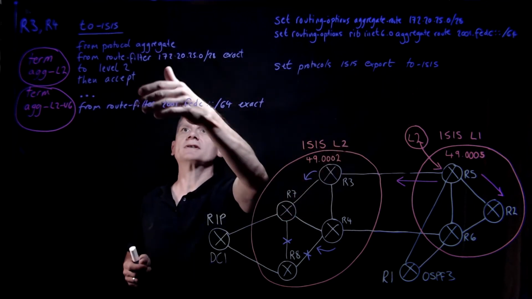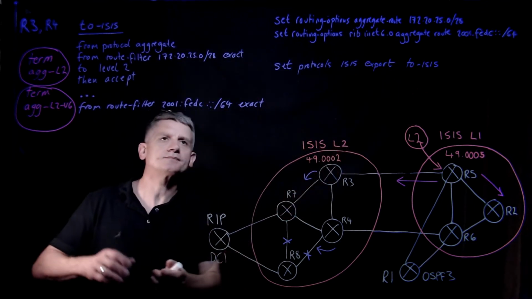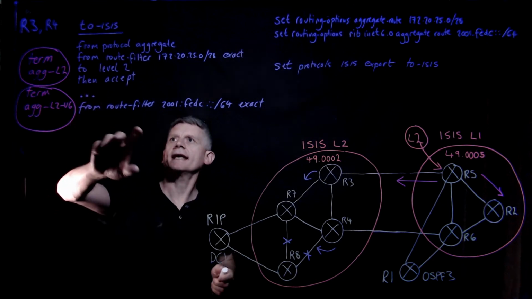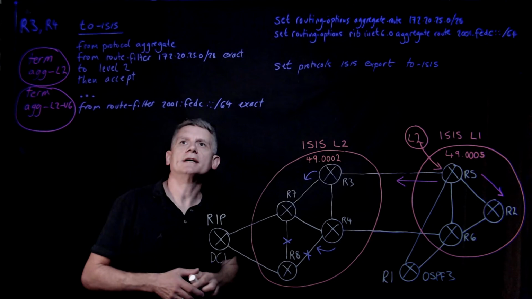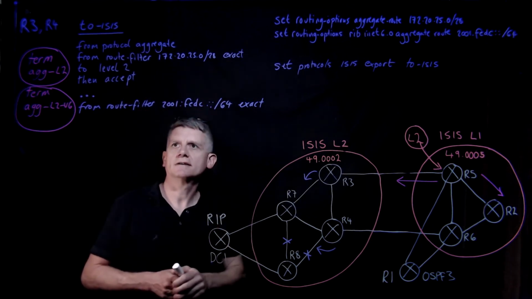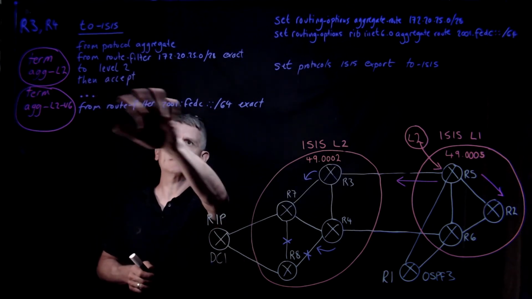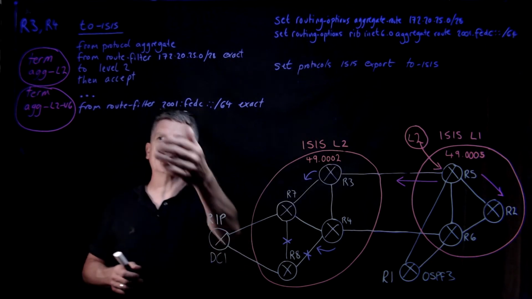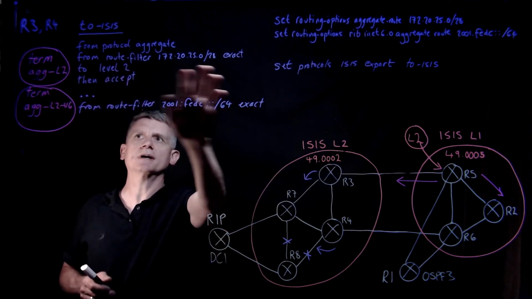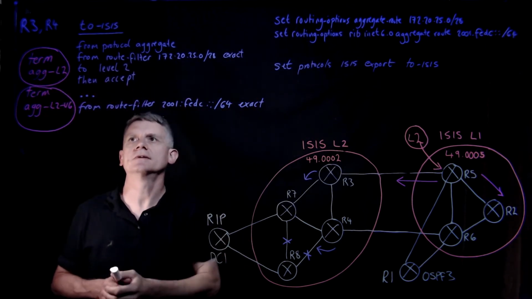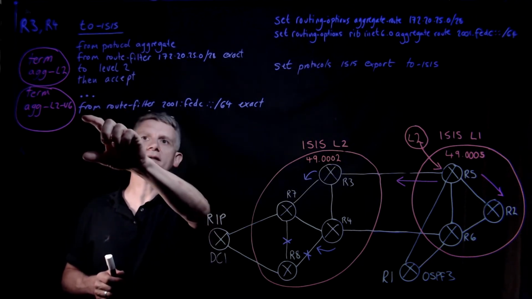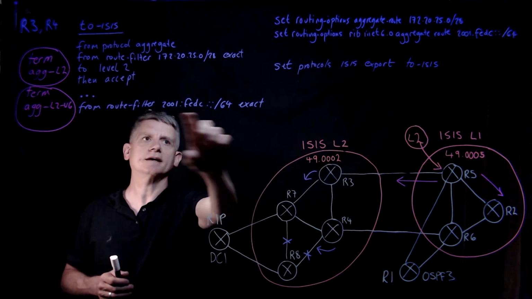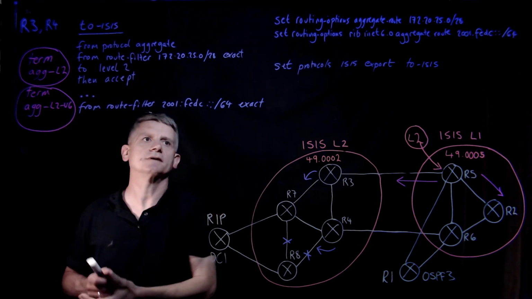And the terms on the policy are as follows. We're going to select from the aggregate specific route filter. We're going to go to level 2 and we're going to accept it. We're doing that twice. There's two terms. There's one term which is the aggregate for level 2 version 4, and then we have a second term inside that policy statement, which is for version 6.